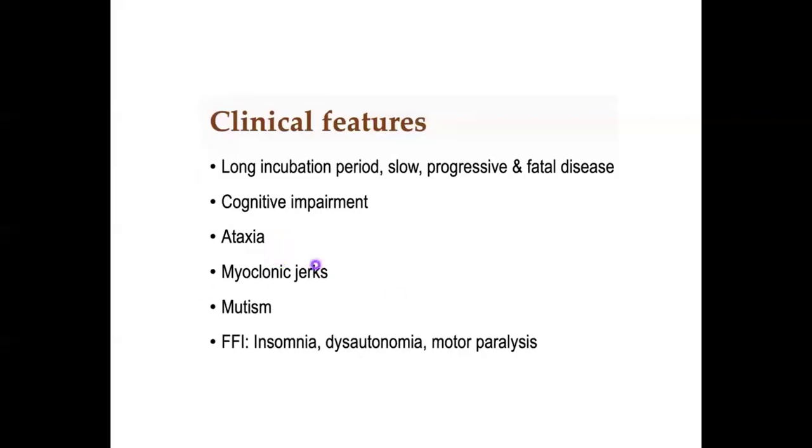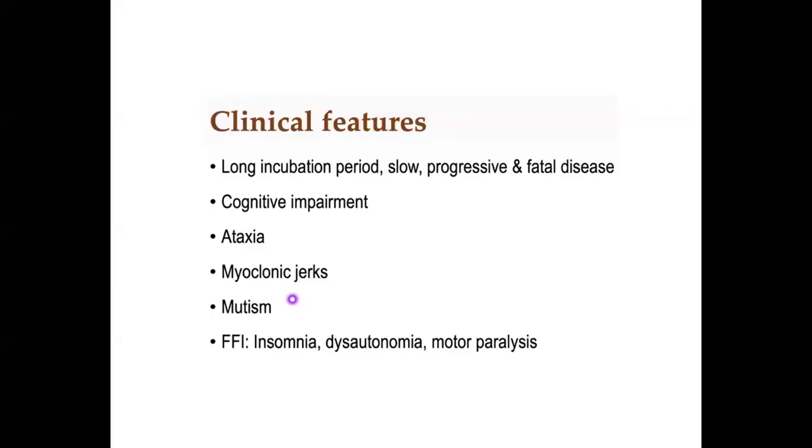And then we have myoclonic jerks. So we call them myoclonus. Myoclonus are these repeated movements. Okay. So your hand is going to move repeatedly at a very fast rate, rapid repeated movements. And then mutism, you'll be unable to talk.